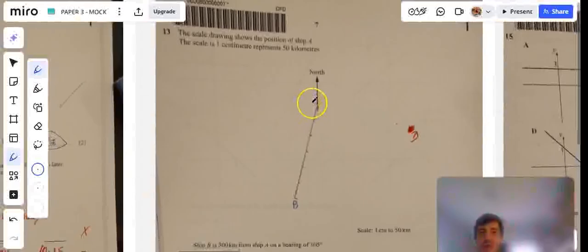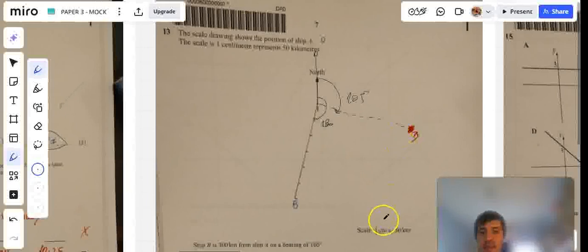Bearings. With the protractor, you have to put the 0 degrees facing north, and then you have to mark all the way up to 105. This line doesn't make sense because this is more than 180, so it will never be 105. So it will be in this direction.